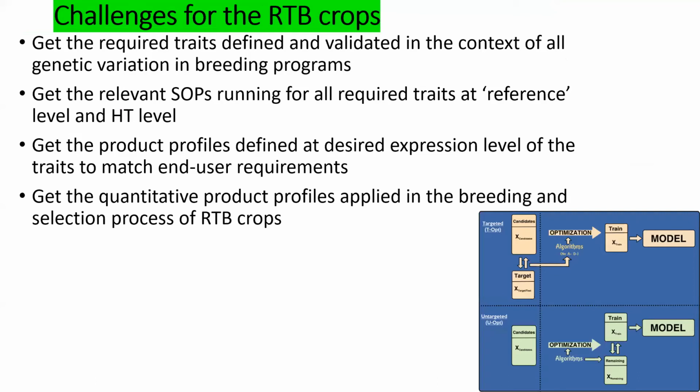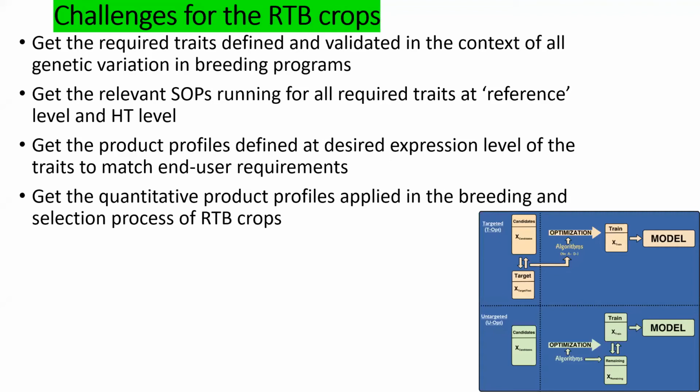There is a need to get the required traits defined and validated in the context of all genetic variation in breeding programs. Because it's obvious, if you start studying traits in a limited part of your program or a limited part of your scale, you miss essential information and essential feedback from the end users for that part. So it's very relevant to have the full range studied at end user level.